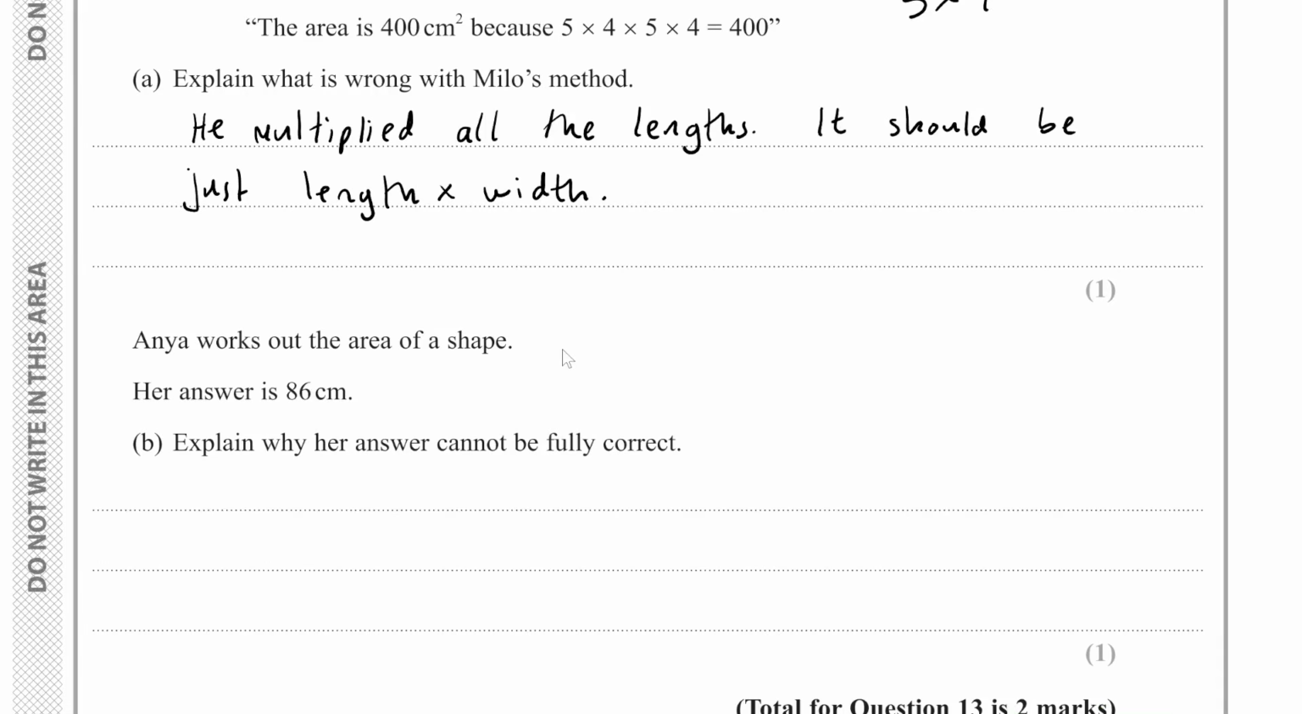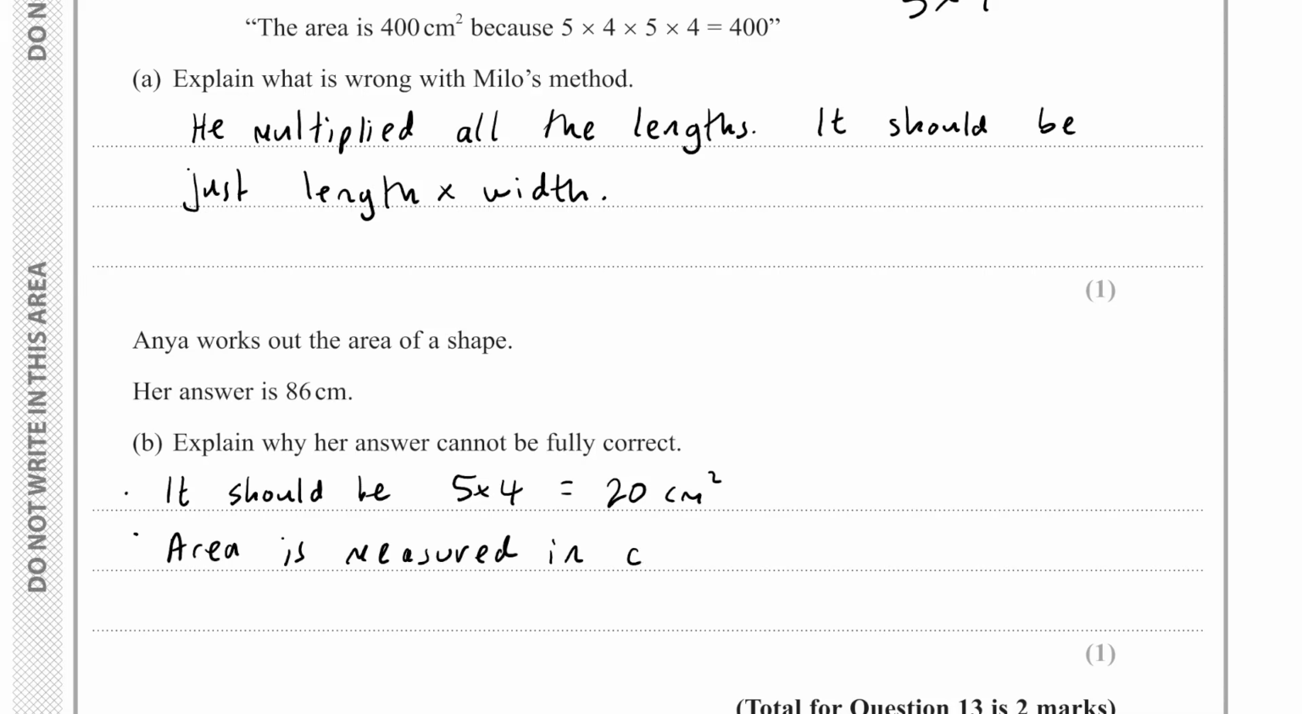Anya works out the area of the shape. Her answer is 86 centimeters. Explain why her answer cannot be fully correct. It should be centimeters squared. So I'll write it should be 5 times 4, which is 20 centimeters squared. But I think we can also say here, area is measured in centimeters squared.